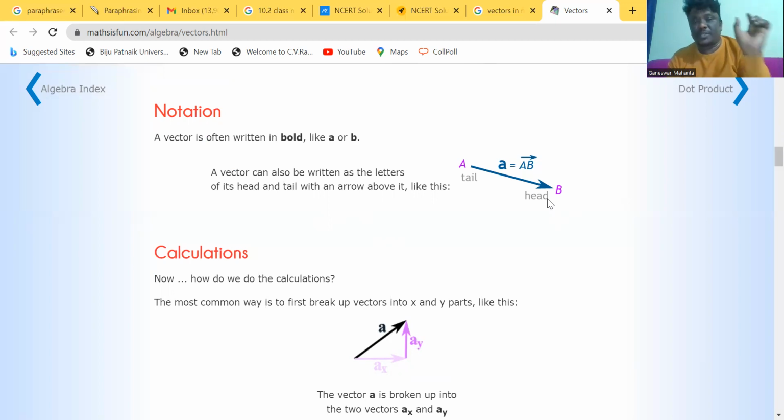So a vector can also be written with the letters of its head and tail with an arrow above it, like this mark. You can see, that is the AB vector. Or we can say that is the AB vector addition. What is AB vector addition? You can see this is the figure.